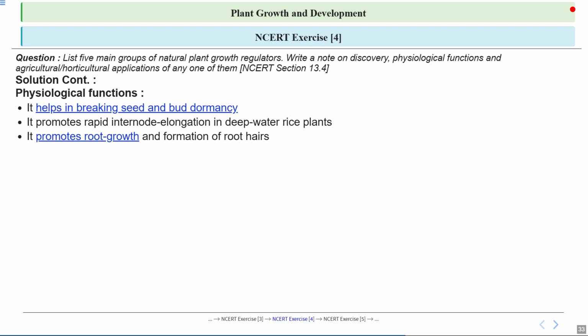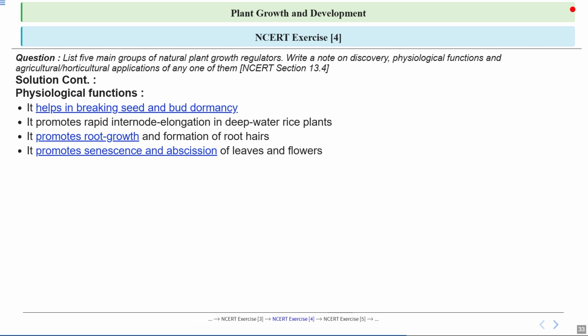Another main function is that ethylene promotes root growth and the formation of root hairs. So this helps the plant absorb more water and nutrients from the soil, similar to how fingers help you grab things better. So it promotes root growth and formation of root hairs.